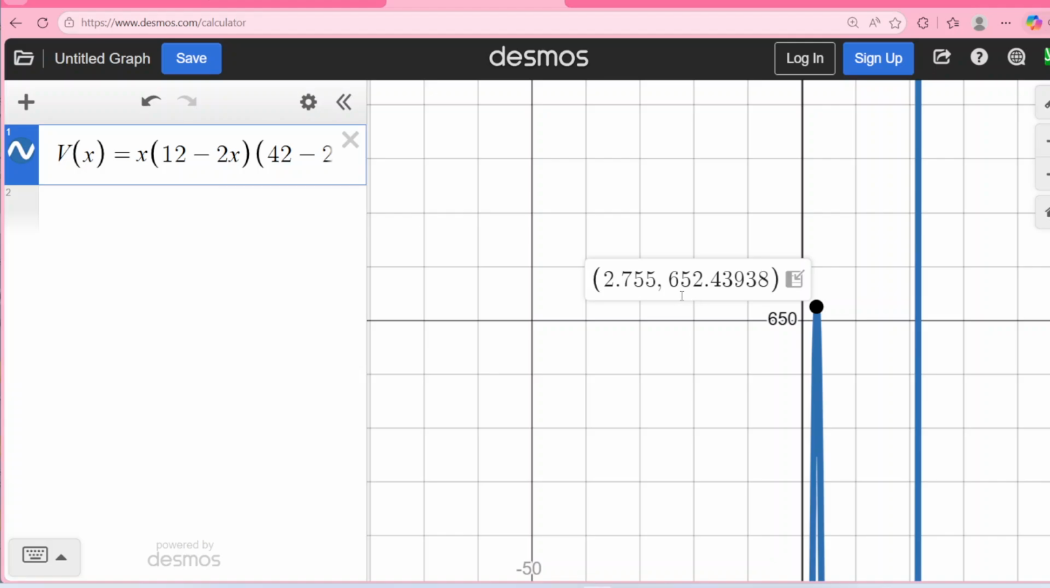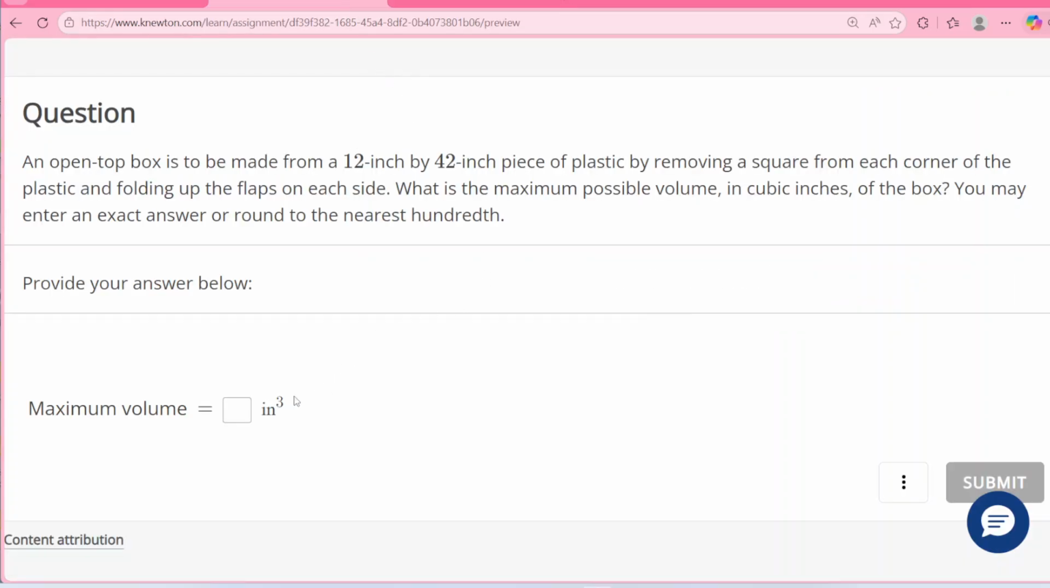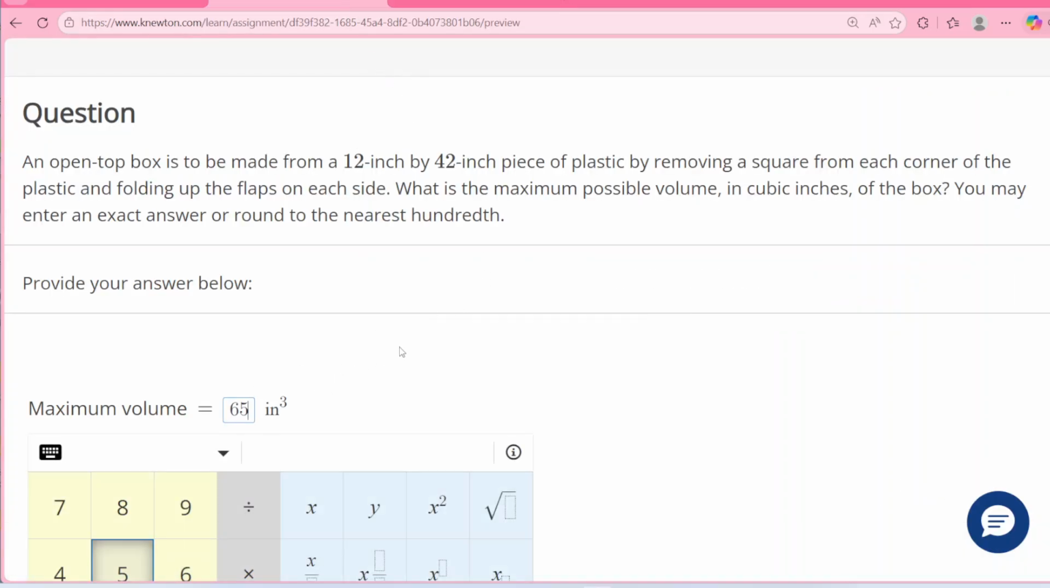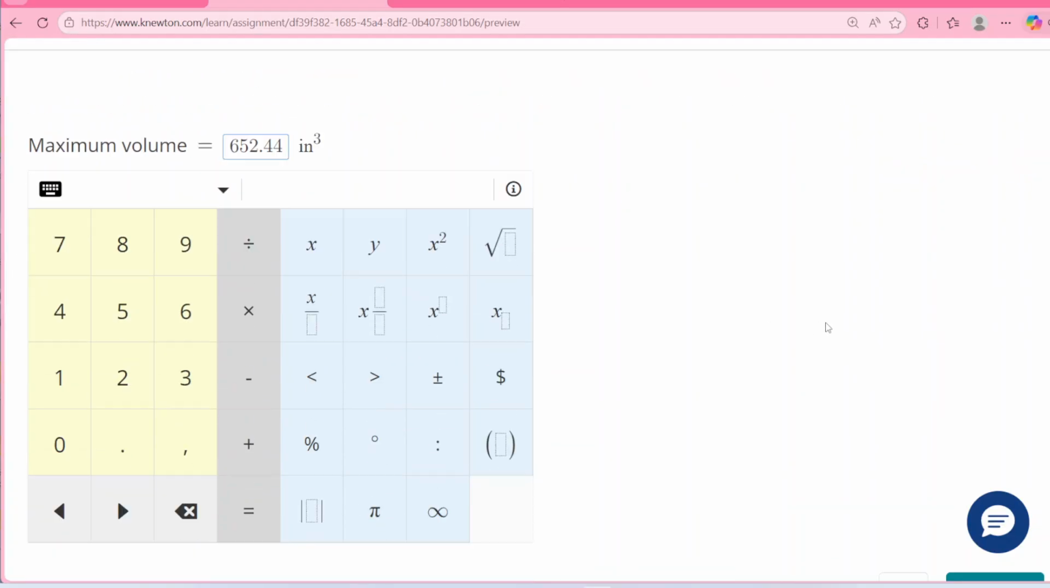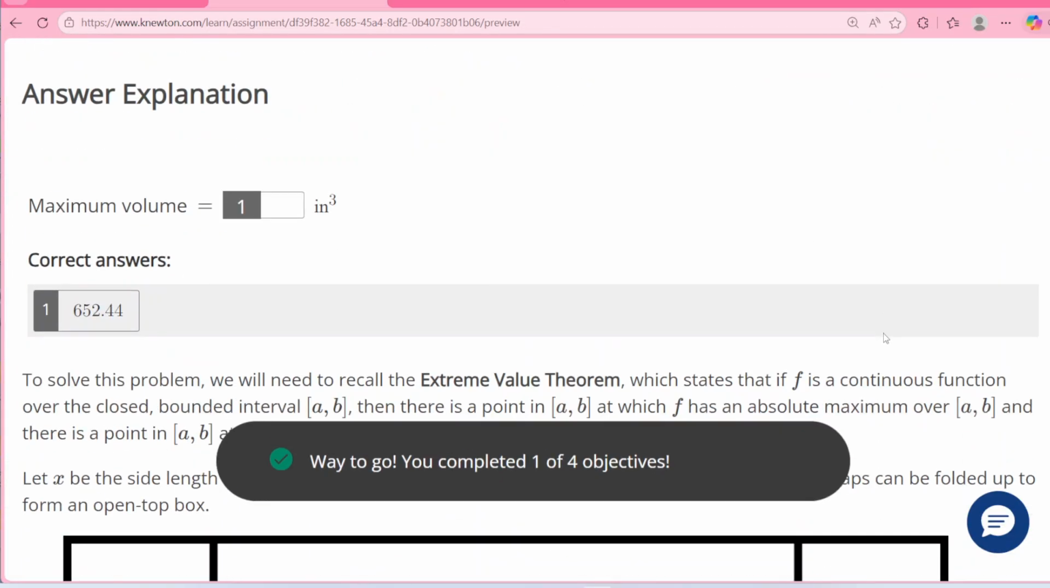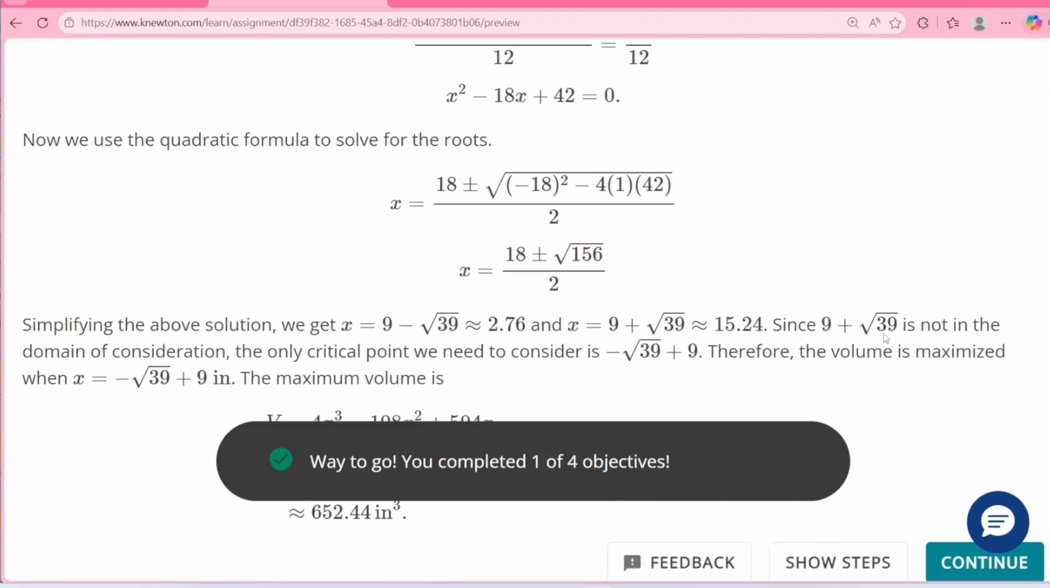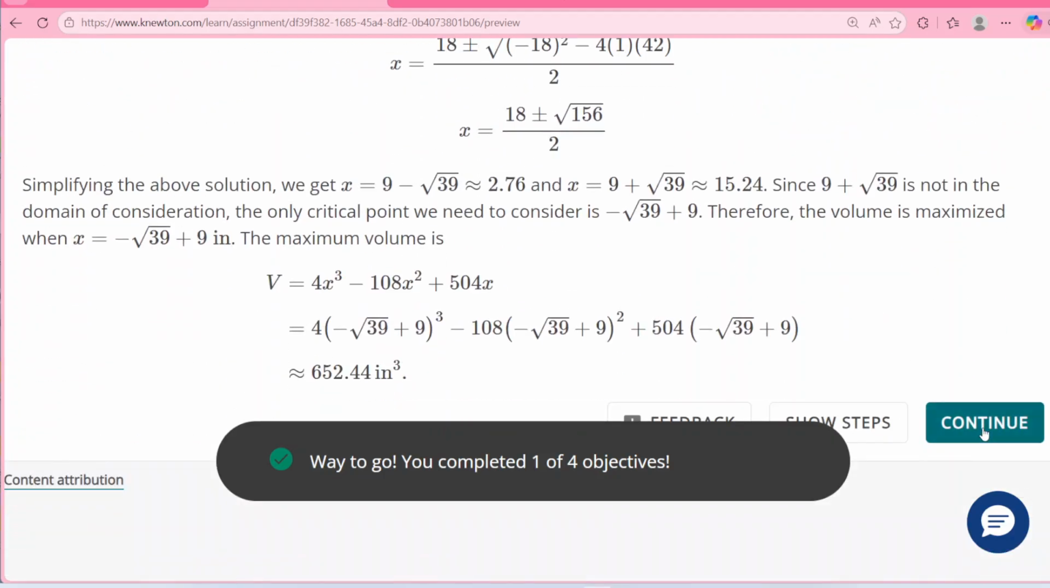And our maximum volume would be 652.44 if I round to the nearest hundredth. So maximum value 652.44 cubic inches. Just double check that. Yeah, that's the top of that hill. Great. So again, very similar to a problem I did earlier. I just didn't feel like going through it again.